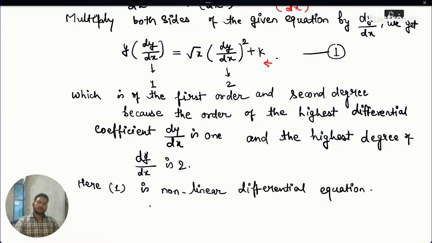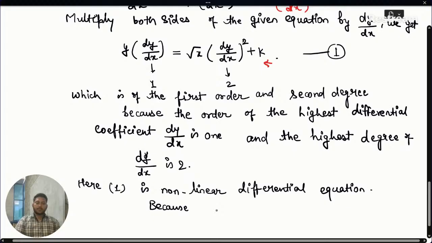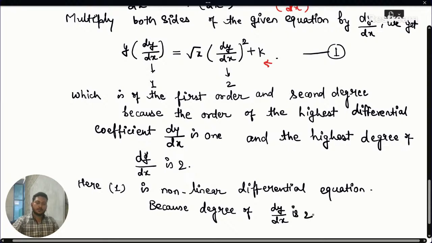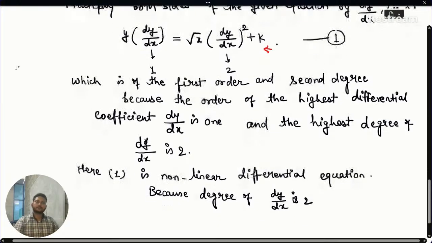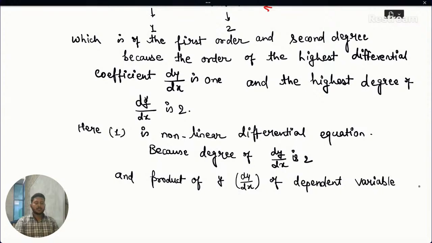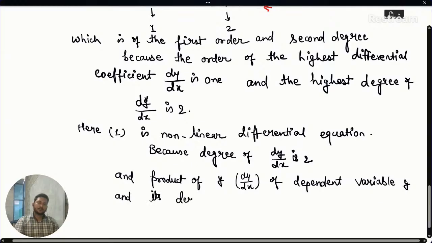This is a non-linear differential equation because the degree of dy by dx is 2, and there is a product of y, the dependent variable, and its derivative dy by dx that occurs.